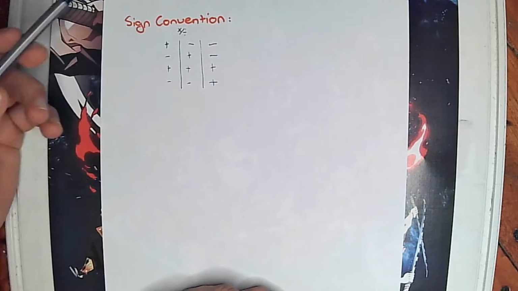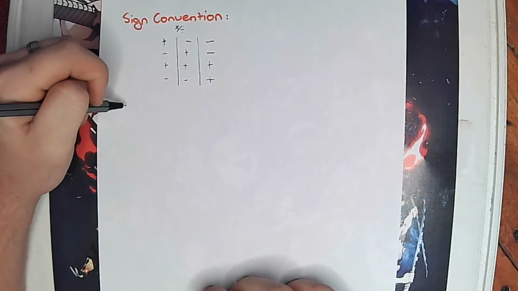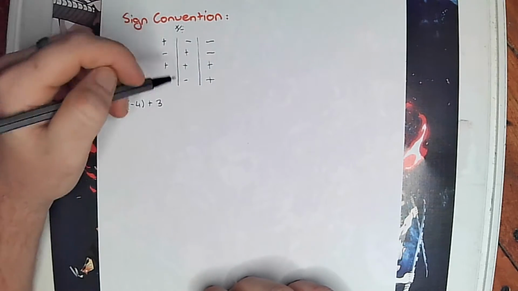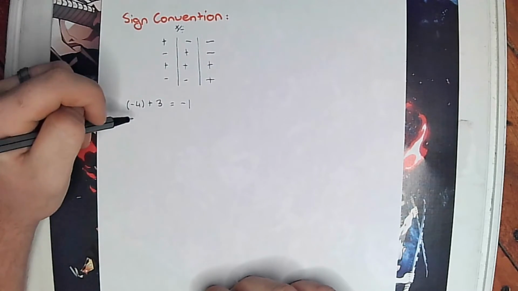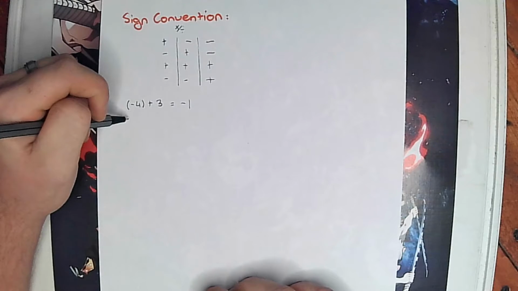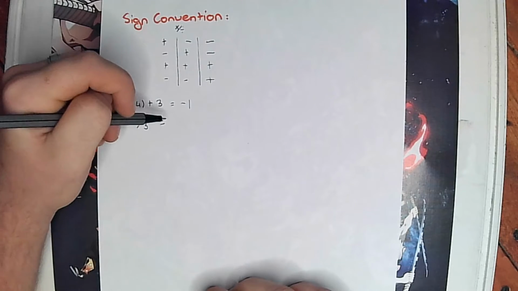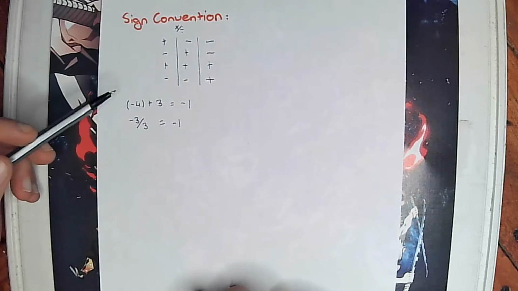So the way I like to remember the negative and the negative is that the two lines give you a cross, so then you have the plus sign. So how do we actually apply this in mathematics? Well, say for example, I have something like -4 plus 3, right? Would be something like -1. Or if we had something like -3 divided by 3 would give you -1, because it's negative divided by a positive.